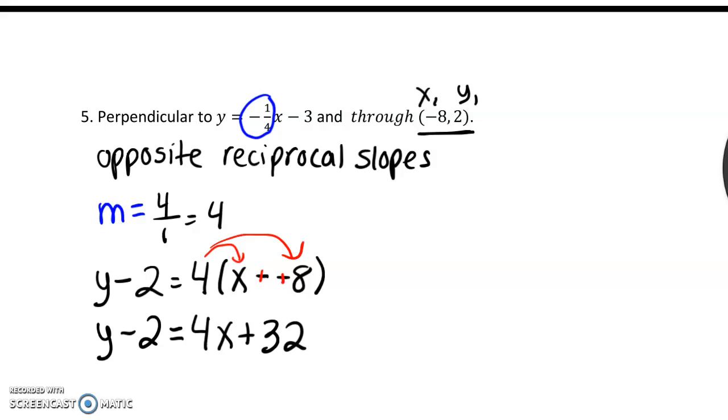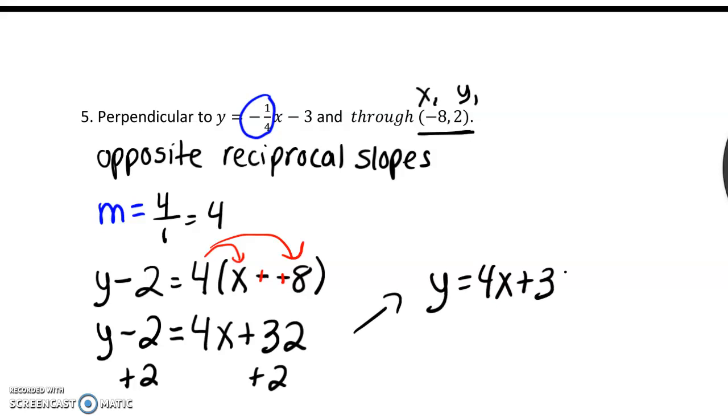And then just as above, the last thing I'm going to do is get my y by itself. So I'm going to add 2 to both sides, and we end up with y equals 4x plus 34. And we can see that the slopes are opposite reciprocals because this is negative 1/4, and that right there is a 4.